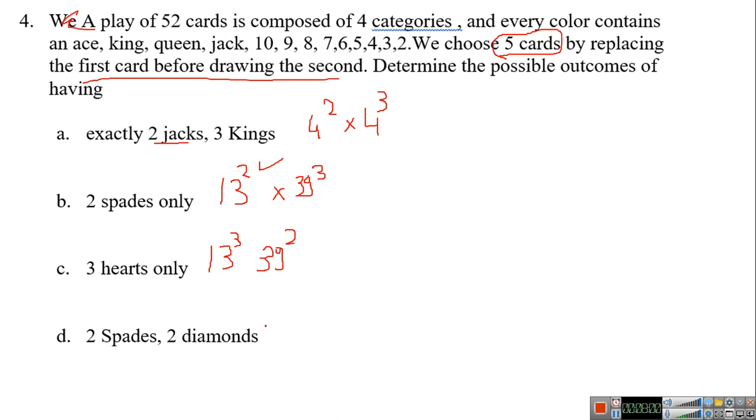I want 2 spade, 2 diamond. I have 13 spade, so I want 2 out of these because it's with replacement. I want 2 diamonds, so 13 power 2, and 1 card remains. This card can be either a heart or a club. So how many hearts and clubs do I have? 13 plus 13, 26. I want 1 card of them. So here you have 2 plus 2 plus 1, 5 cards.